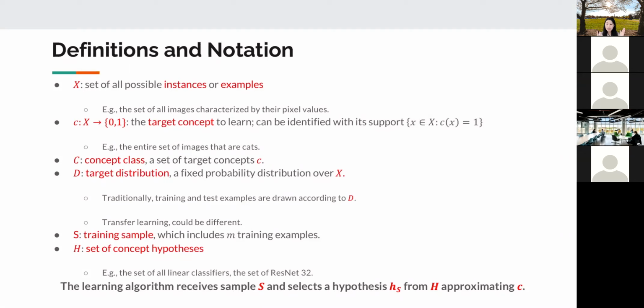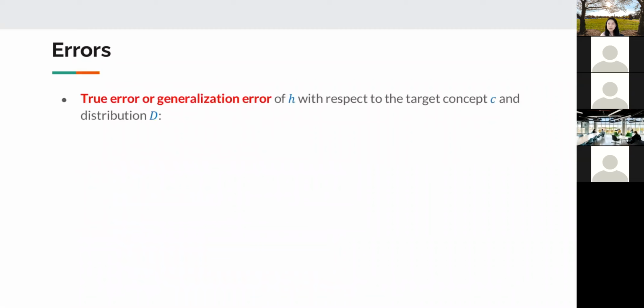And what is your goal? Your goal is really to approximate C, right? So then what do you mean by approximate C? Some of you might ask. So now, ready to define the errors. So on that last slide. Okay.